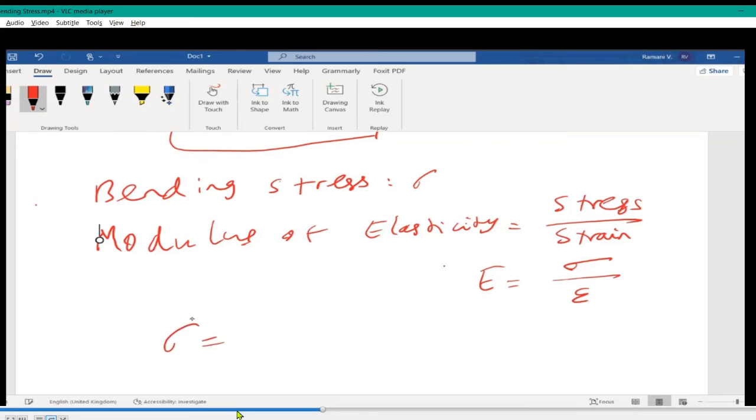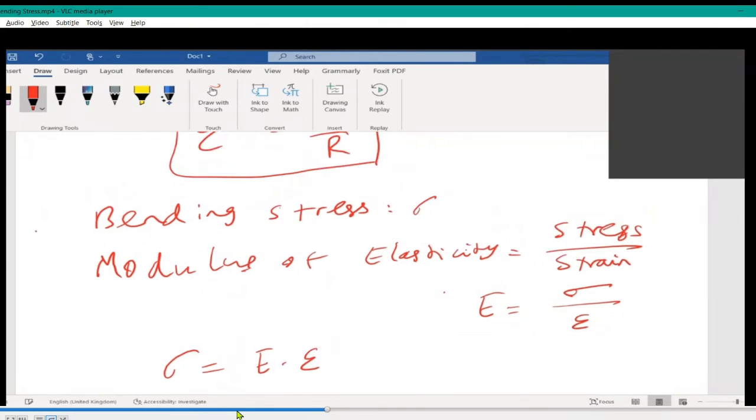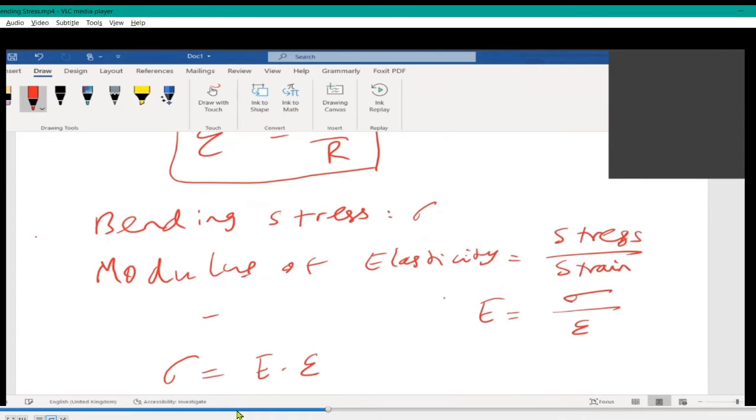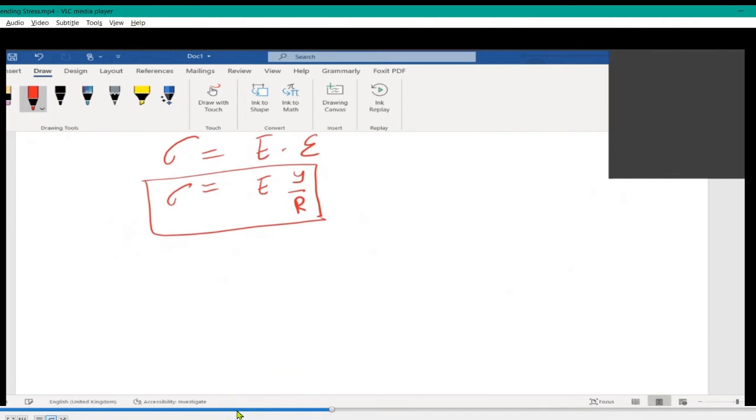The bending stress sigma can be found by E times strain. How much is our strain? Y over R. Can we now substitute conveniently? Y over R. So thus we found the value of bending stress.